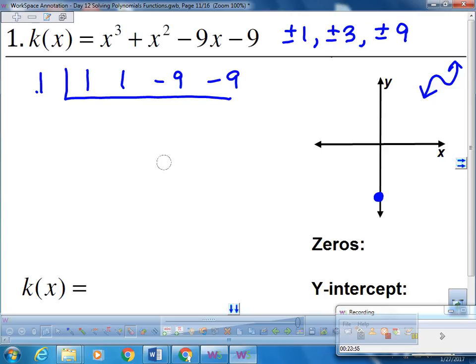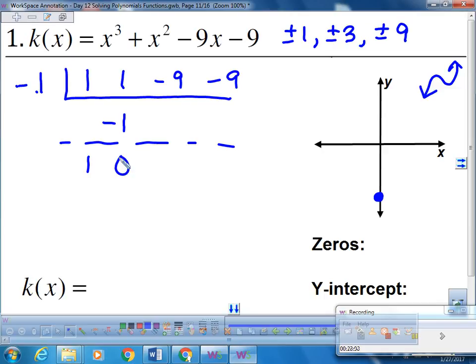and I'm going to try -1. As you get better at this, you'll start seeing it as you're going, and you'll be like, nope, that's not going to work. Okay? It seems like a lot of work, but you'll get better and better and better. It just takes practice. Bring down the 1. 1 times -1 is -1, 0. -1 times 0, 0. -9, you see it? It's coming. -1 times -9 is +9.